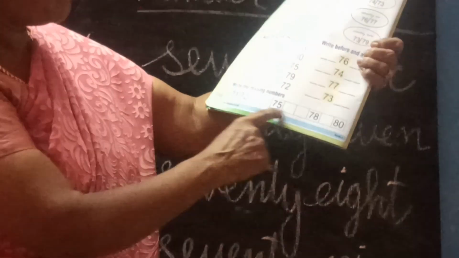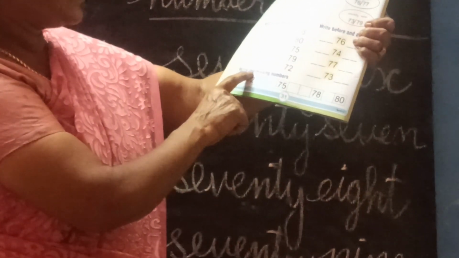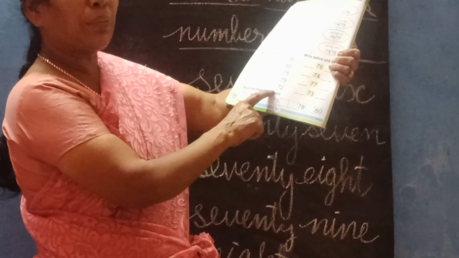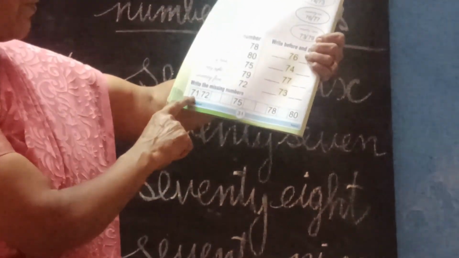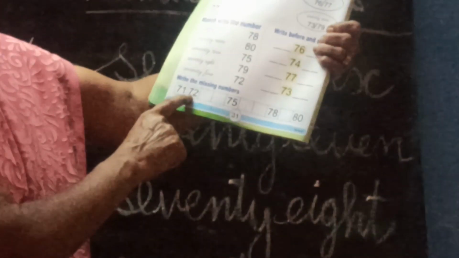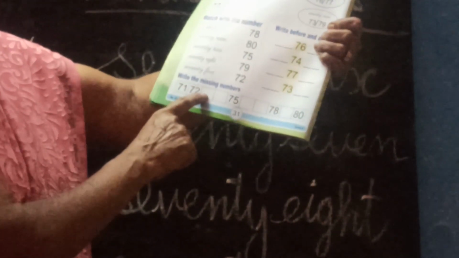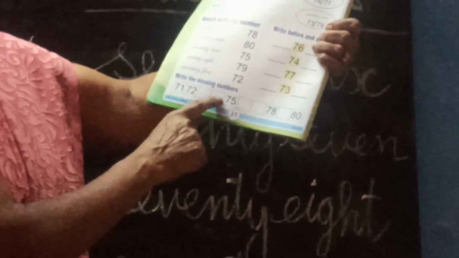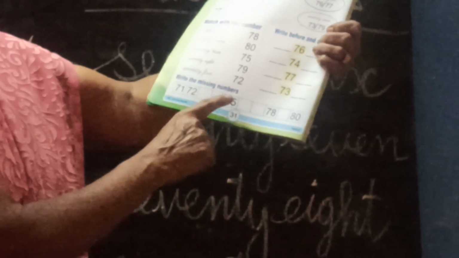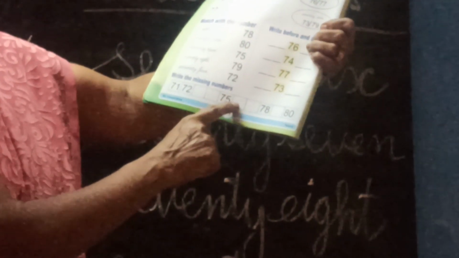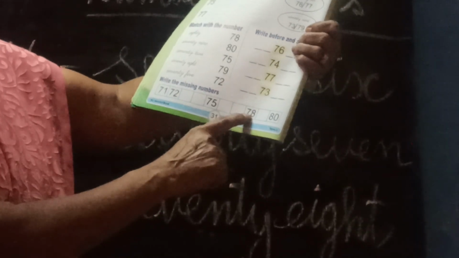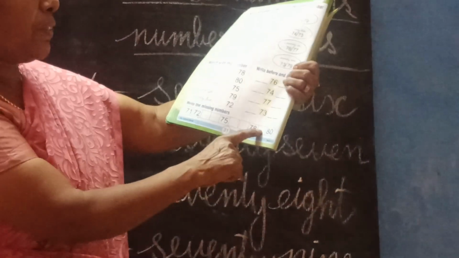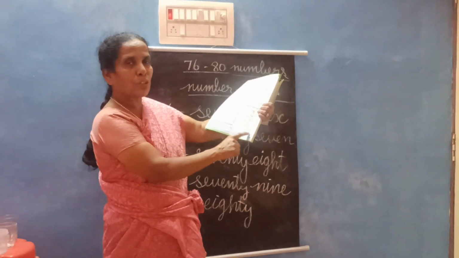The last column, what they gave you: write the missing numbers. They ask you to write missing numbers. The first number they gave you is 71. 71 after is 72. 72 after is 73. 73 after 74. 74 after 75. 75 after 76. 76 after 77. 77 after 78. 78 after 79. 79 after 80. Like this you have to write.